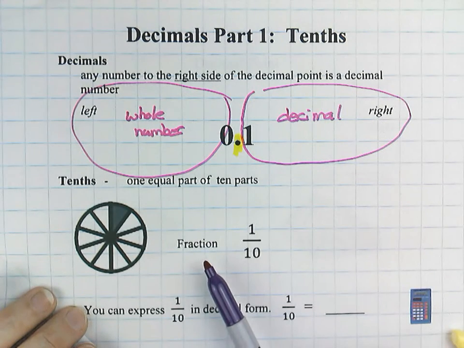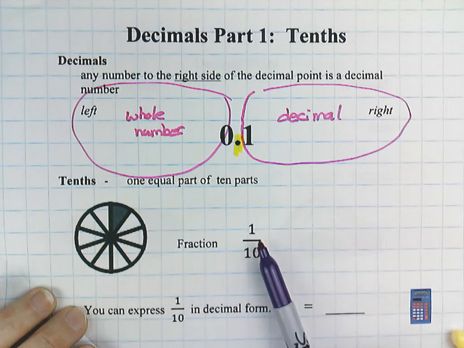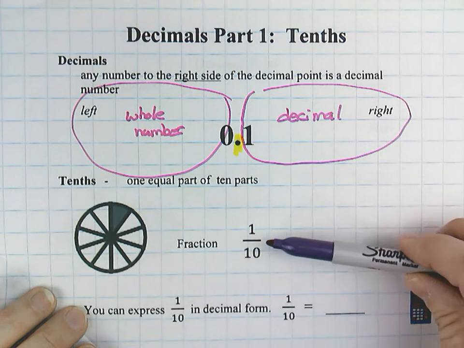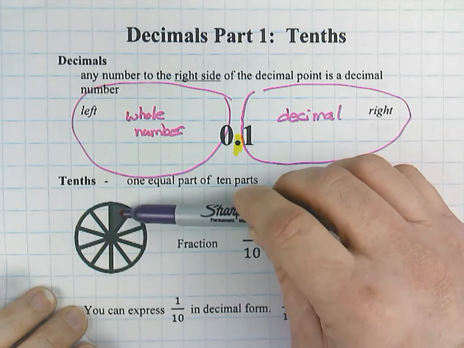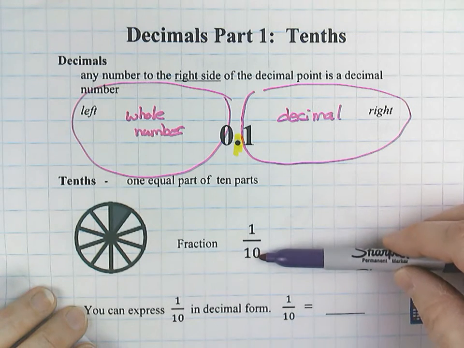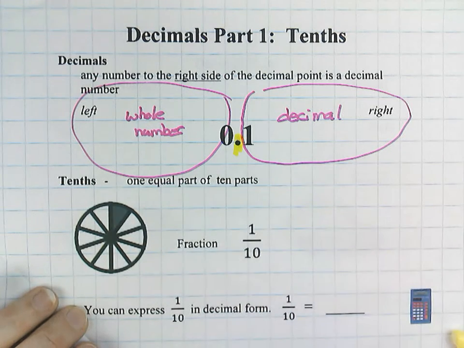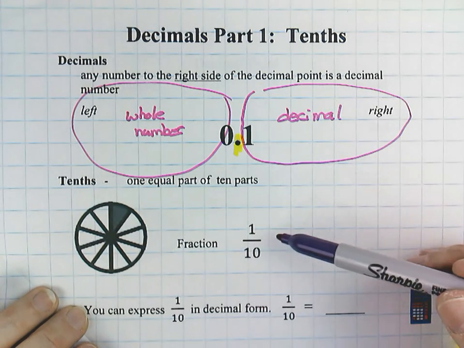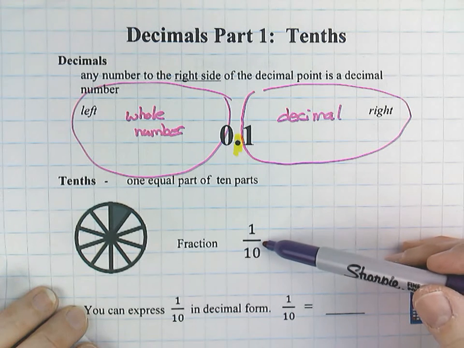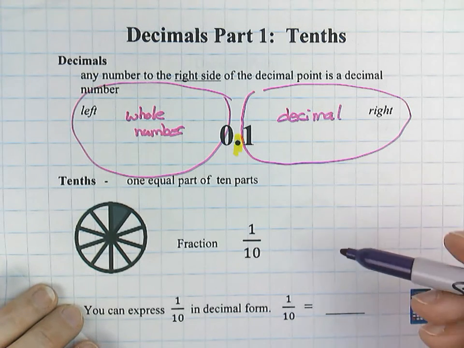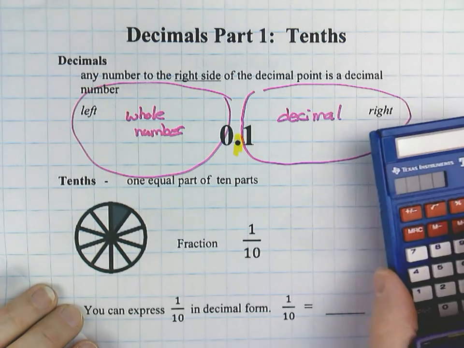For example, our fraction here is 1/10. The top number 1 would just be the shaded part, and the 10 would represent how many in total, and there's 10 in this fraction circle here. It's our job today to make the connection between fractions and decimals. And we can do that by dividing.